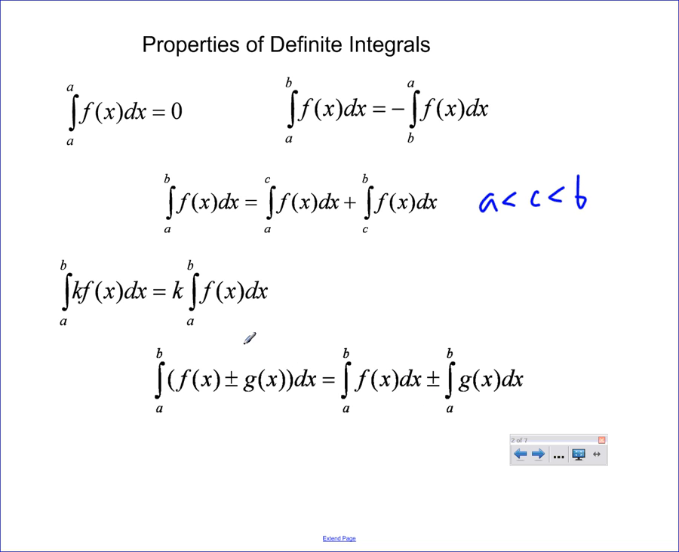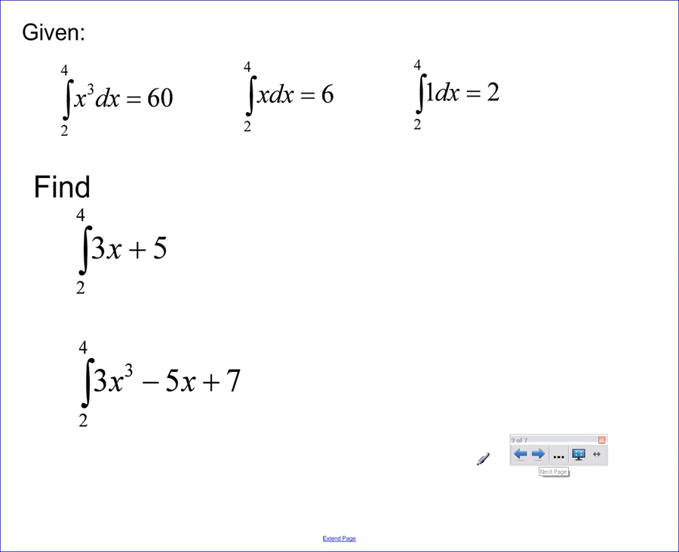So, not a whole lot of extra crazy information, just lots of properties. This one's a big one we'll use, that one's a big one we'll use, and this opposite idea we'll use a little bit. Those are some properties. Let's try a couple of little things with these.